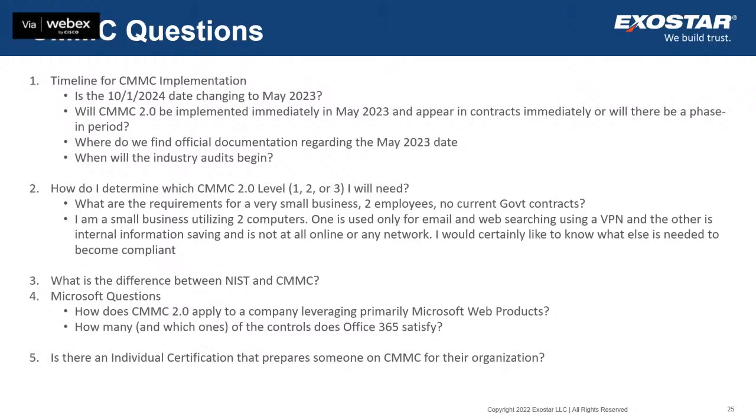800-171 Rev 2. So that's Rev 2 today, and they're currently working on Rev 3. So there will be some changes coming down the pipe. But those are going to be driven by NIST, and CMMC will just be the ones who decide when you're going to have to change those.